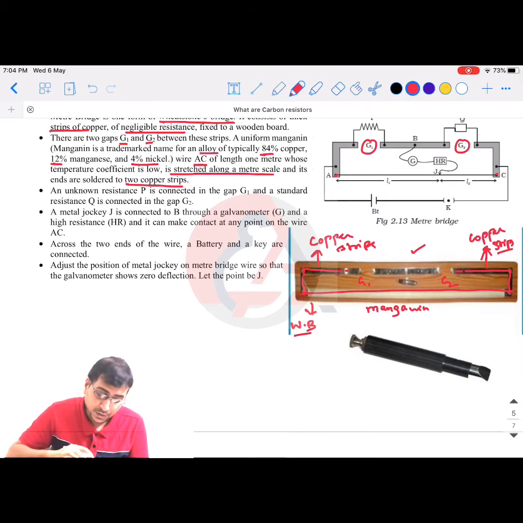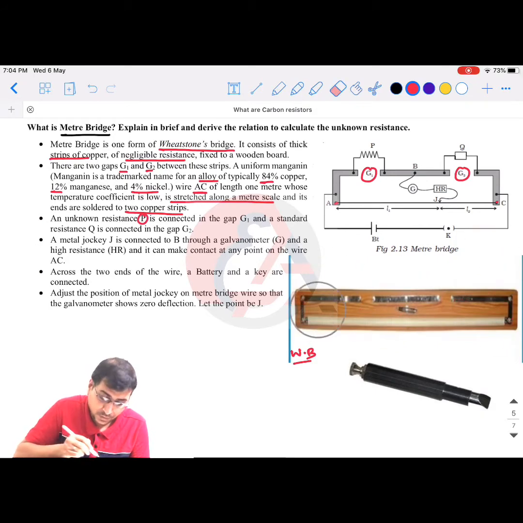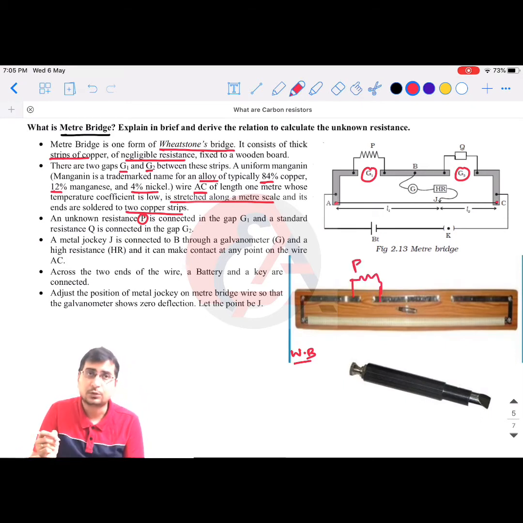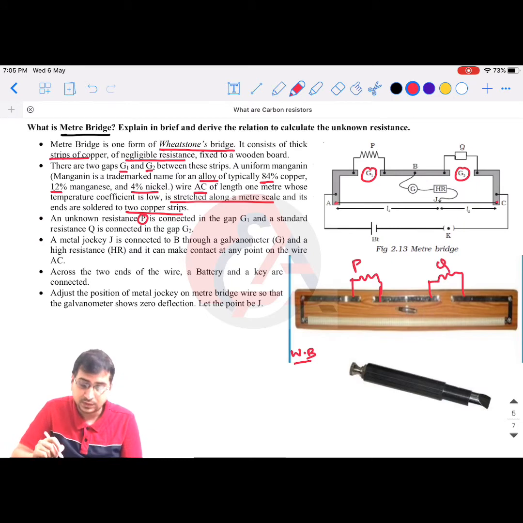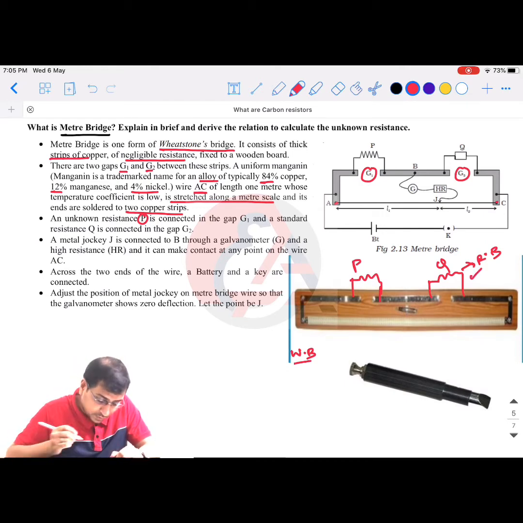Now there will be an unknown resistance P which is connected, let's say, between gap 1. So if you have an unknown resistor, if you connect it across gap 1, let's call it P, and a standard resistance. Standard means the one which you know. If you connect a standard resistance here, generally you connect a resistance box here. So when you do it in the lab, you will have a box where you will have different knobs present on it. So if you remove the knob, that particular resistance comes into picture. So you connect a known resistance here.